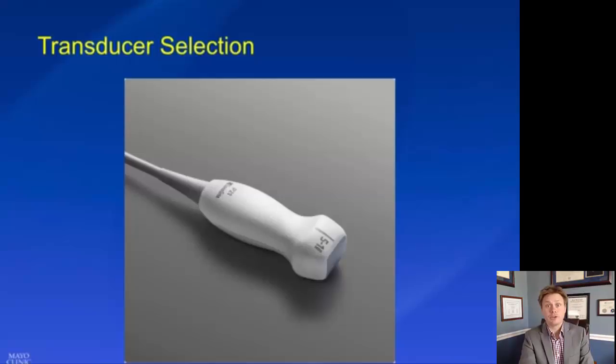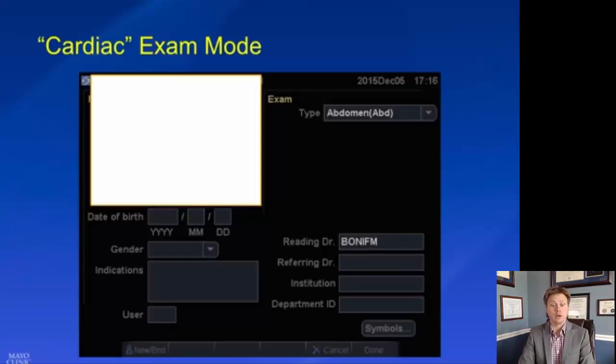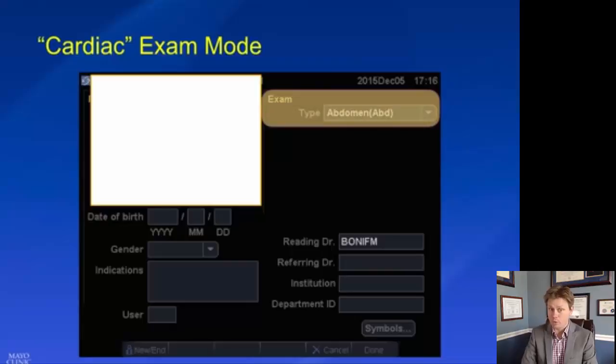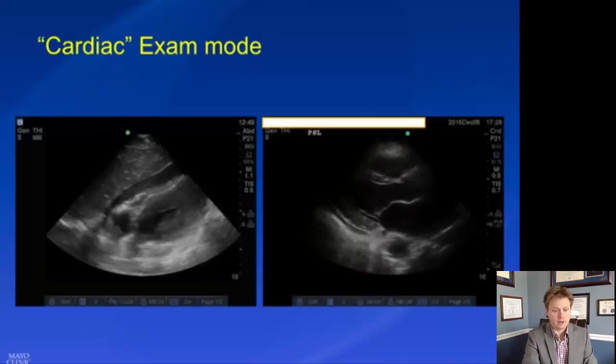And when you begin a new patient examination, you're going to want to ensure that you're scanning in the cardiac mode exam type. So here you can see that under type, it's selected as abdomen, which is an option even for the phased array probe, but by changing that in the drop-down menu, you want to ensure that you're on the cardiac examination subtype. And I'll show you why that matters in the next slide here.